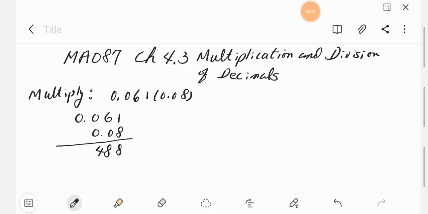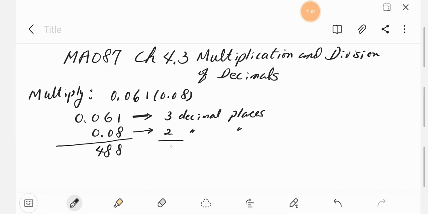Right? Okay, and then this is important. Count the decimal places for the numbers. So the decimal places are 0, 6, 1. So there are 3 decimal places. So always count the decimal places. And the second number has 0 and 8. So they are the places after the decimal. So there are 2 decimal places, right?